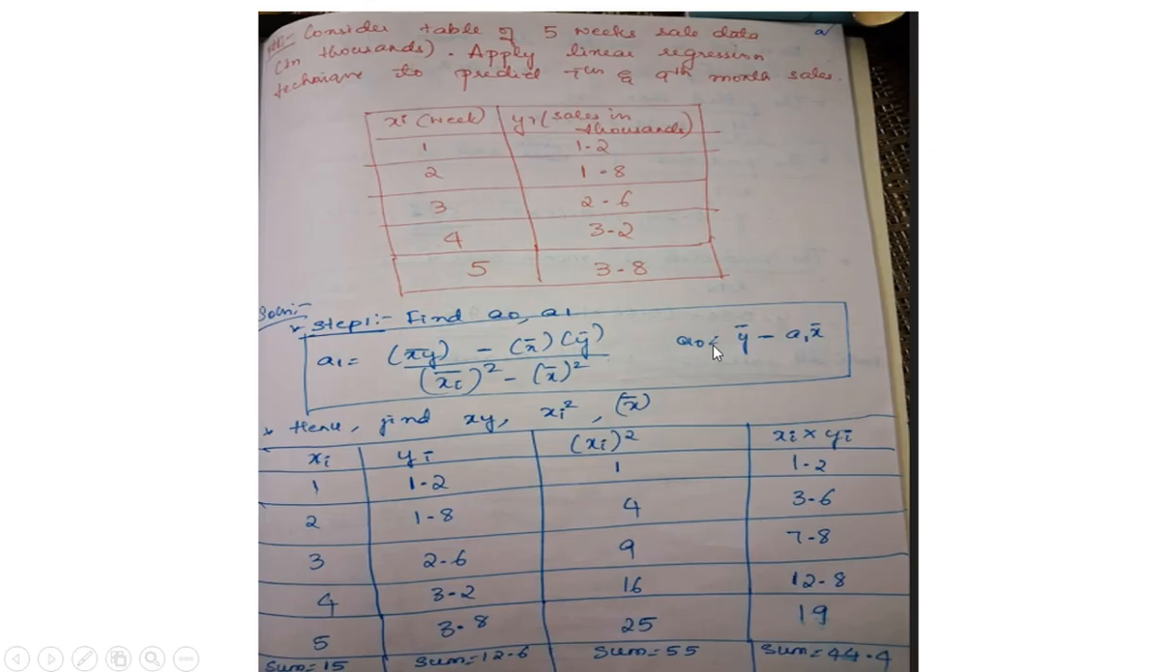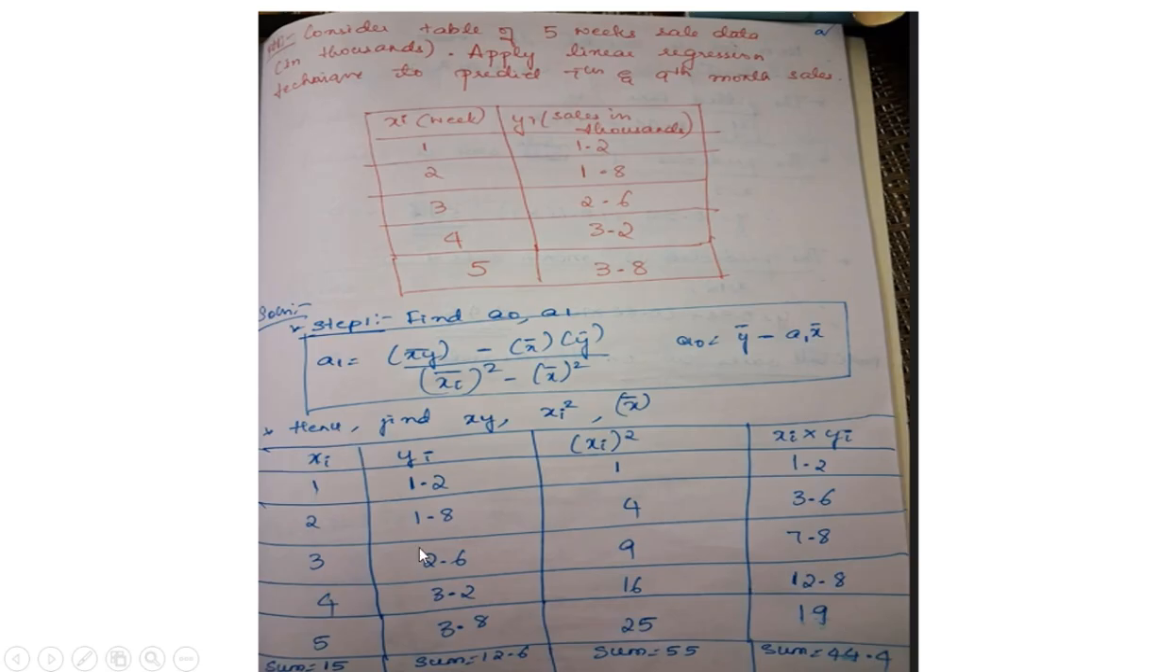So this is the equation you have. Now we have to rewrite the table, writing the first column and second column as it is. In order to find A1 and A0, I need to find xi square and xi into yi. Xi square is just squaring the first column: 1 square is 1, 2 square is 4, 3 square is 9, and so on. Find xi into yi by multiplying the first column with the second column. So you get xi yi.